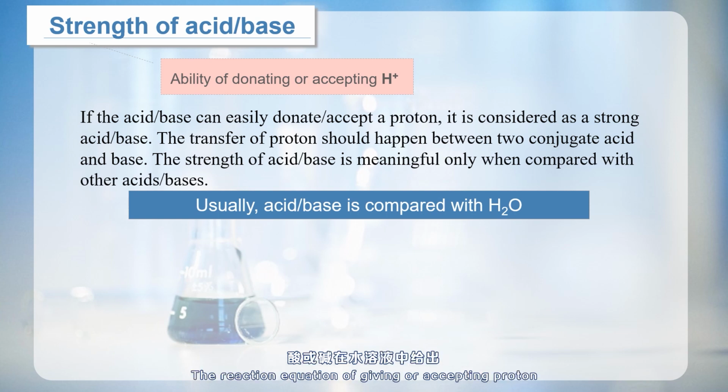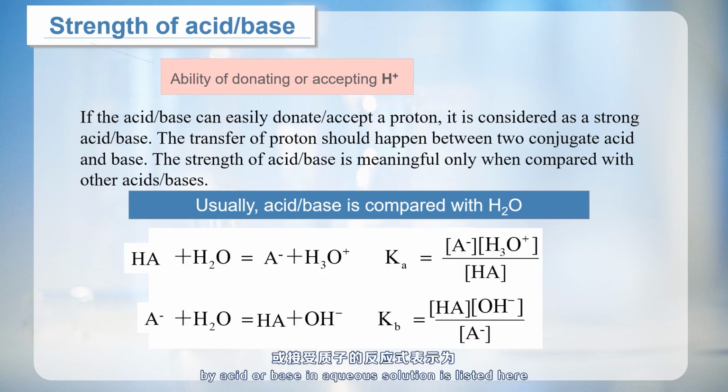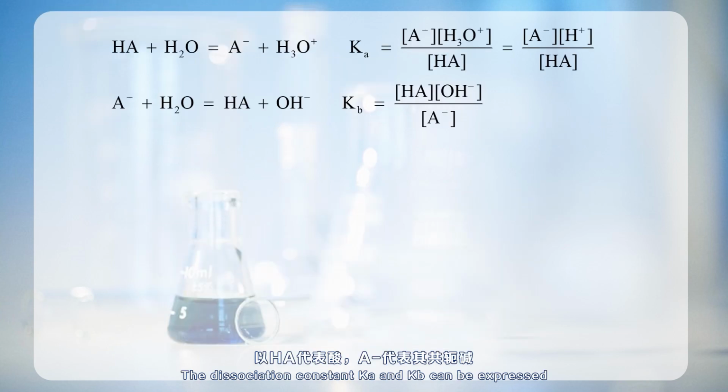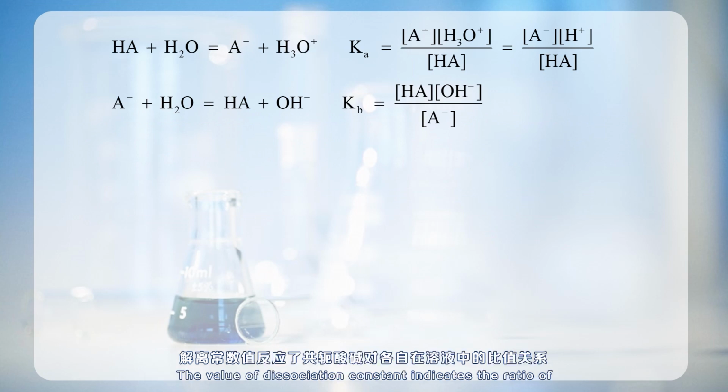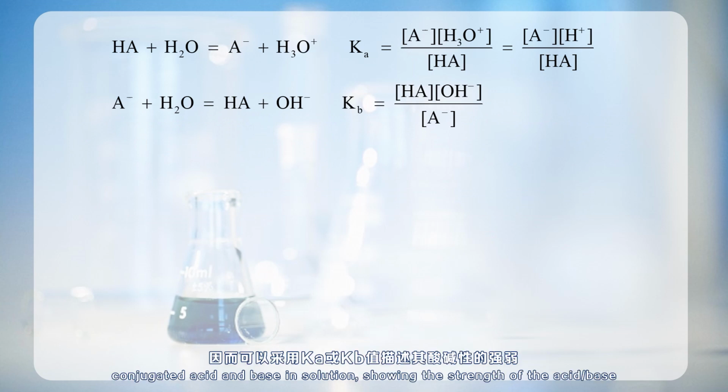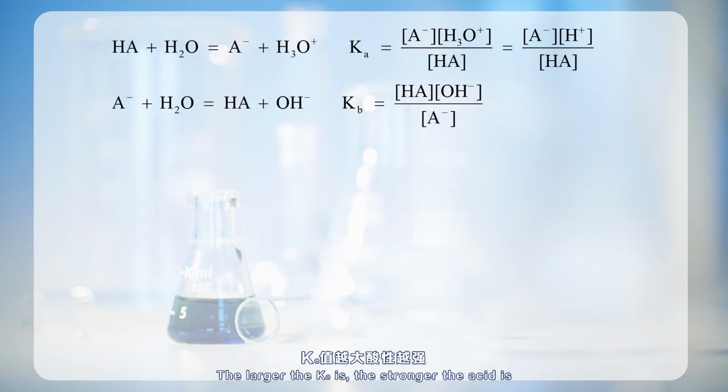The reaction equation of giving or accepting proton by acid or base in aqueous solution is listed here. The dissociation constant Ka and Kb can be expressed in this way with HA as conjugated acid and A as conjugated base. The value of dissociation constant indicates the ratio of conjugated acid and base in solution, showing the strength of the acid or base. The larger the Ka is, the stronger the acid is. Similarly, the larger the Kb is, the stronger the base is.